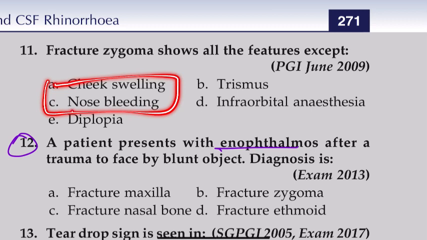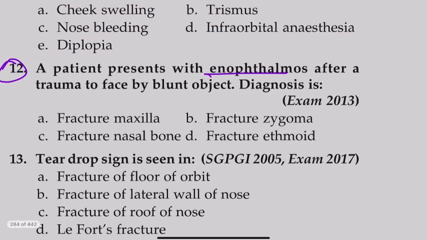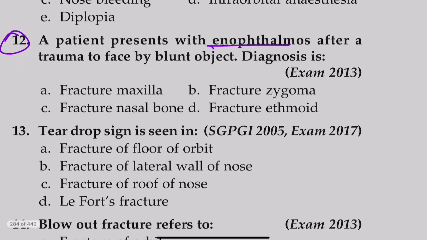Along with trismus, intraorbital anesthesia and diplopia, other features like enophthalmos are also seen, but cheek swelling and nose bleeding are not seen. Epistaxis is not seen here. The patient presents with enophthalmos after a trauma to the face by a blunt object.